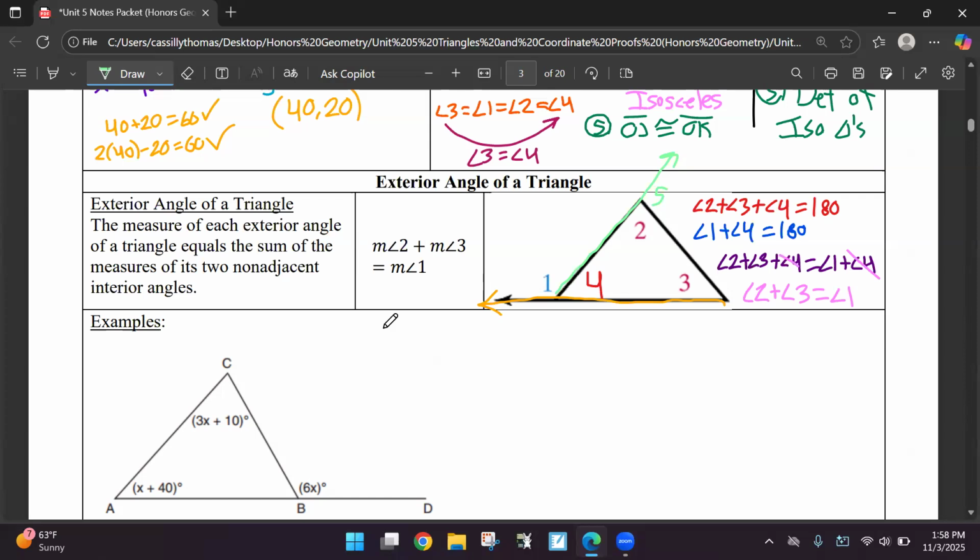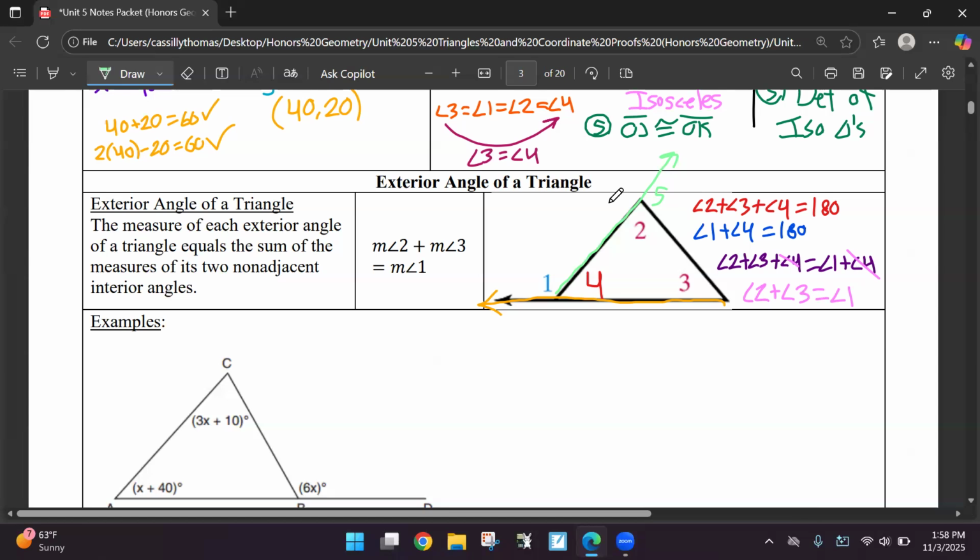Basically what it says is the measure of each exterior angle of a triangle is equal to the sum of the measure of its two non-adjacent interior angles, right? So if you look at angle 1 and 4, those are adjacent angles, they share a side. But angle 1 is not adjacent with 2 or 3, right? So that's why we take angle 2 plus angle 3, and that is going to equal angle 1, right? So if we were to look at that angle 5, we could say angle 5 in this case equals angle 3 plus angle 4, right?